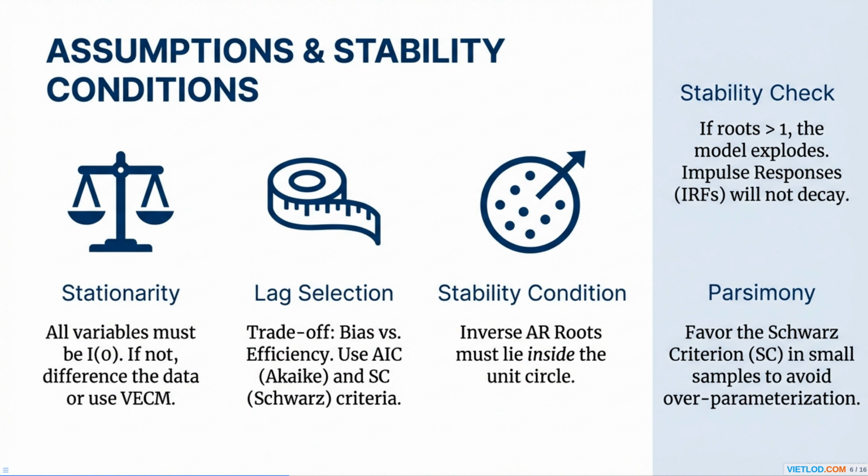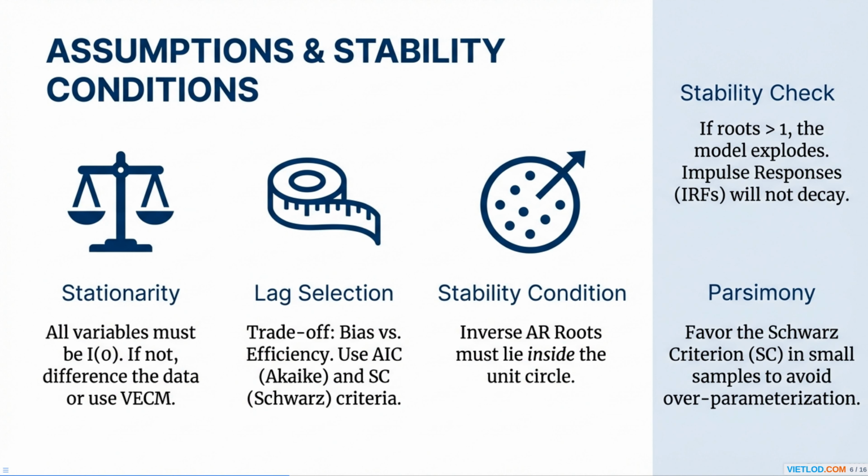Second is lag selection, where we face a trade-off between bias and efficiency. We use information criteria like AIC and Schwarz or SC to choose the optimal number of lags. When making this choice, especially with small samples, it's generally better to favor the Schwarz criterion to ensure parsimony and avoid overparametrization. Third, and crucial, is the stability condition.